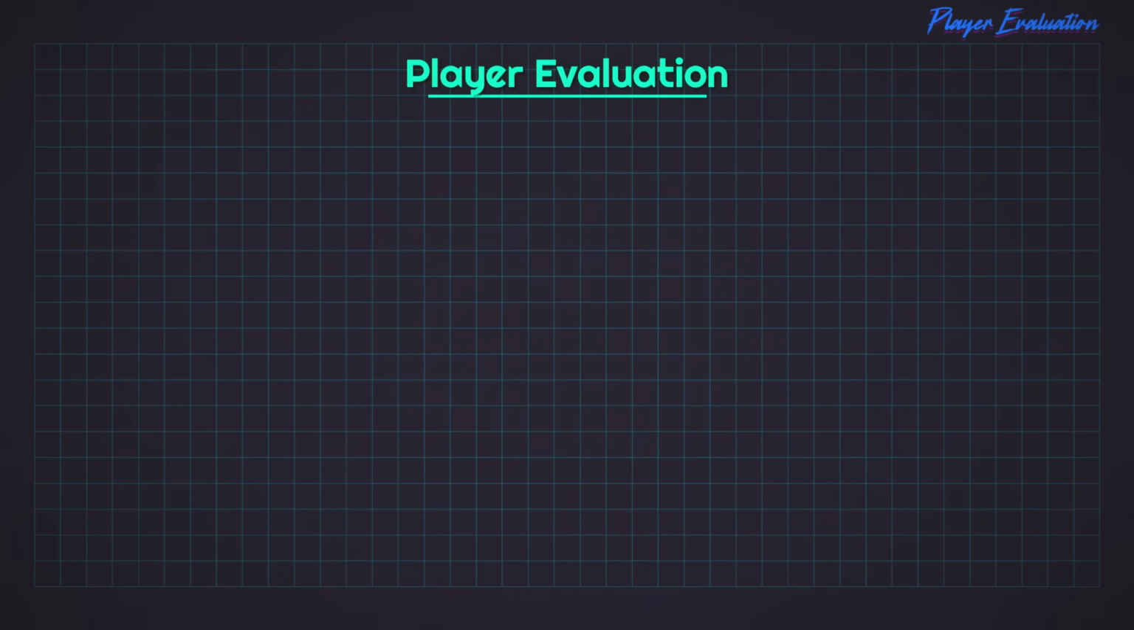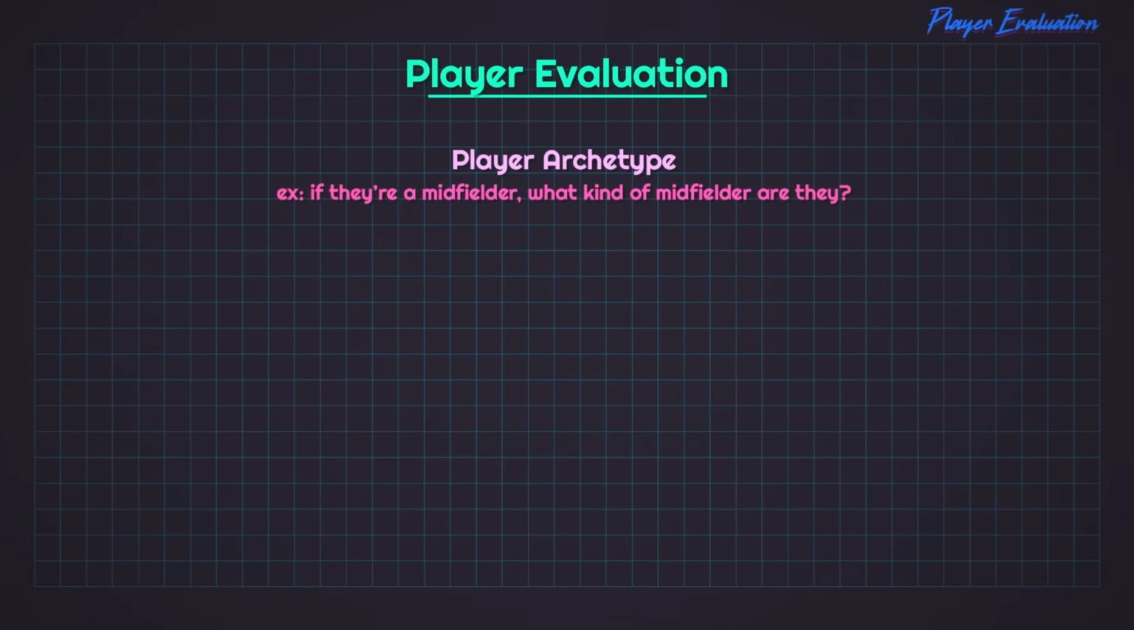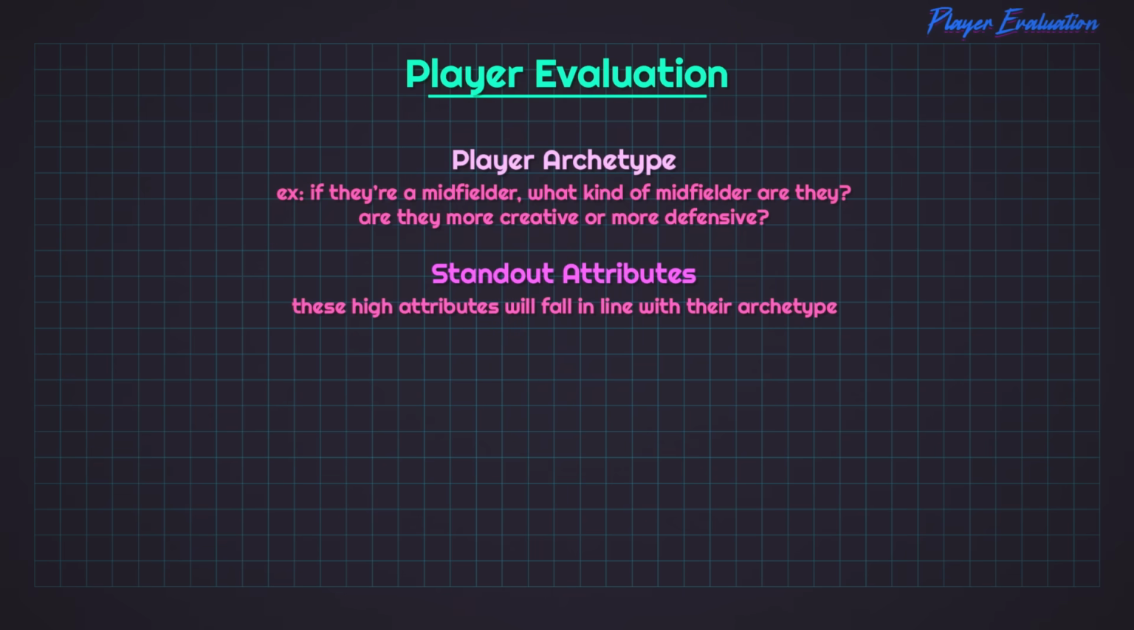First, we can do some broad strokes and figure out the player's archetype. If they're a midfielder, what kind of midfielder are they? Are they more creative or more defensive? Next, we need to figure out their standout attributes. These high attributes will fall in line with their player archetype. And finally, if they have any, look at their player traits. Ideally, those player traits would mix with their standout attributes.